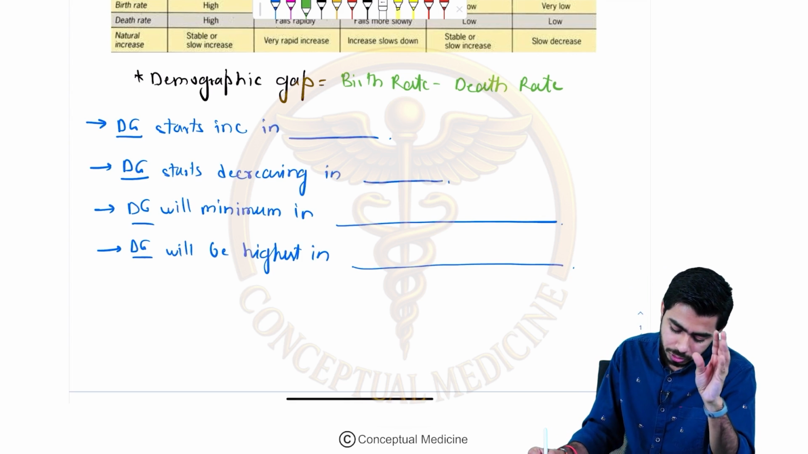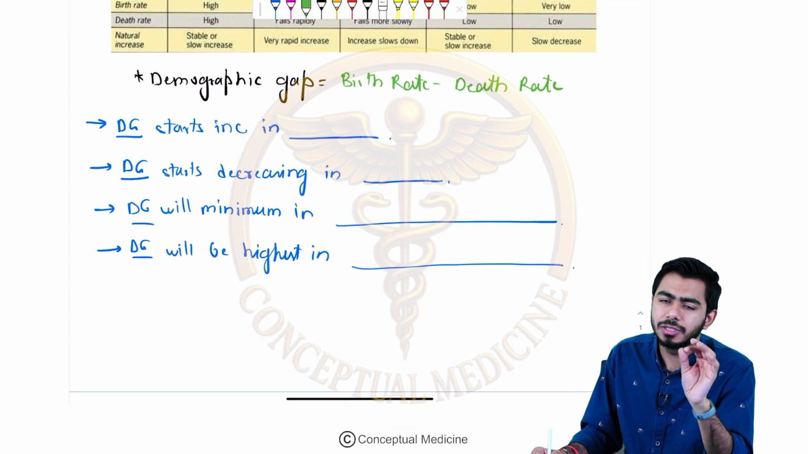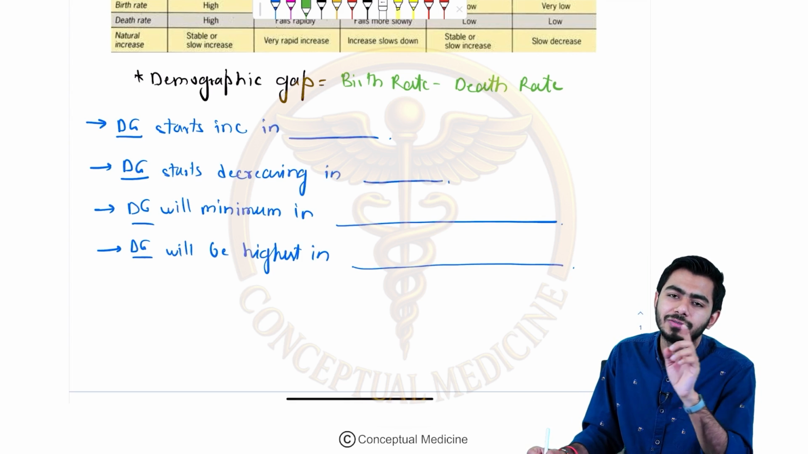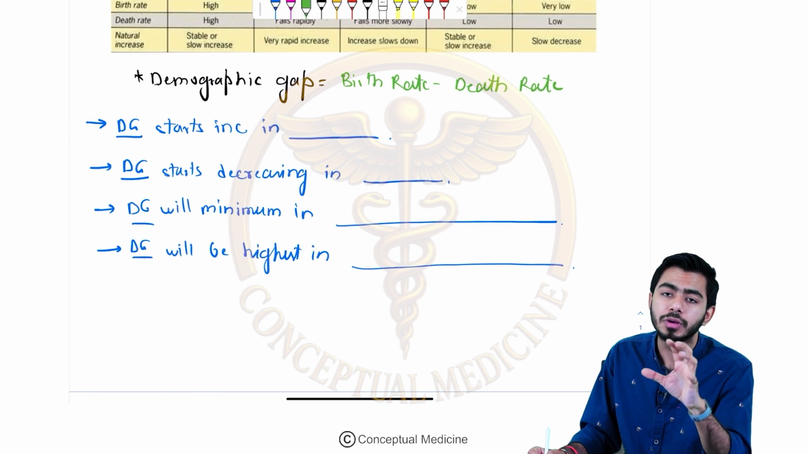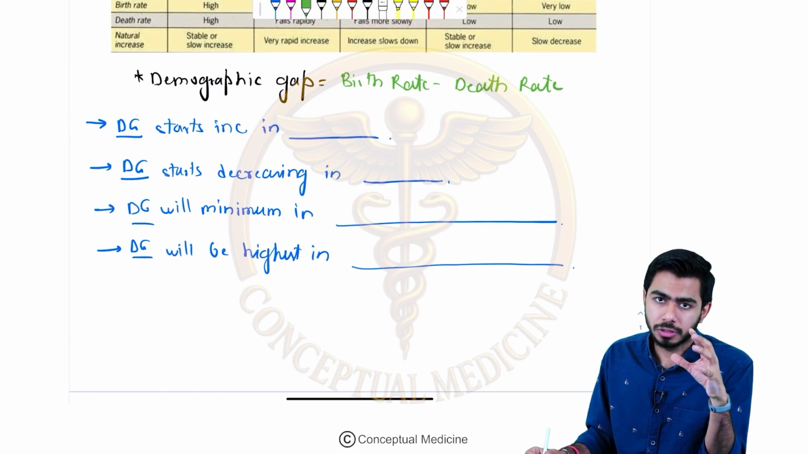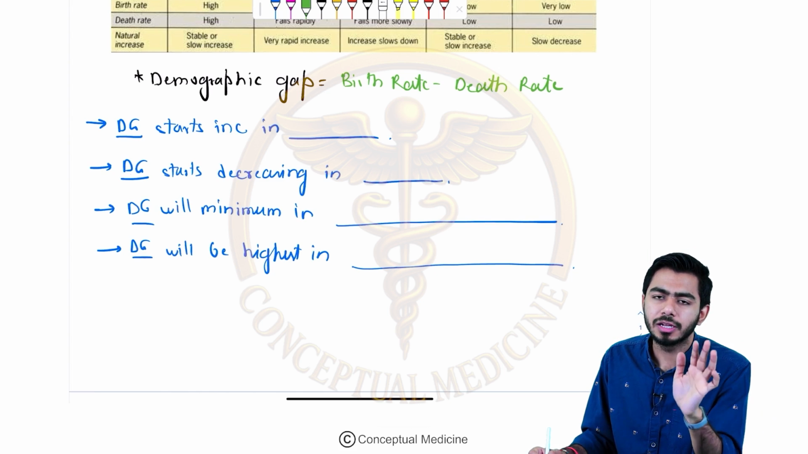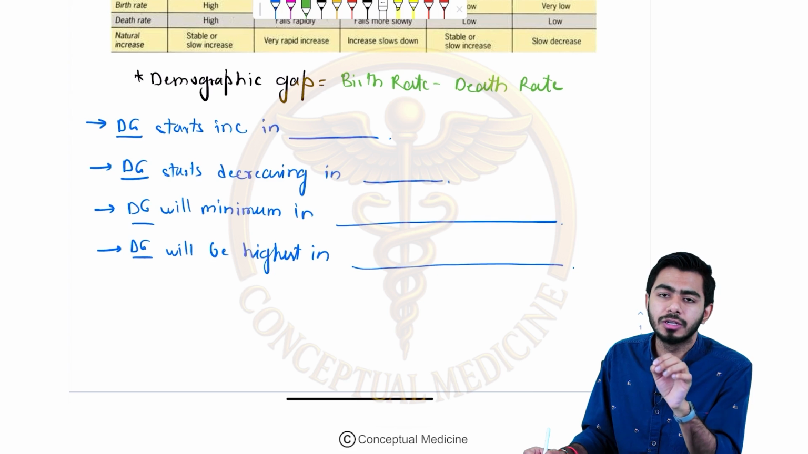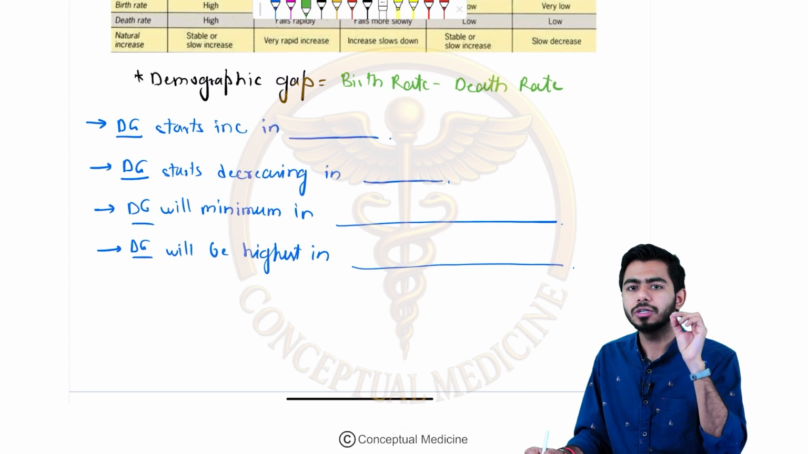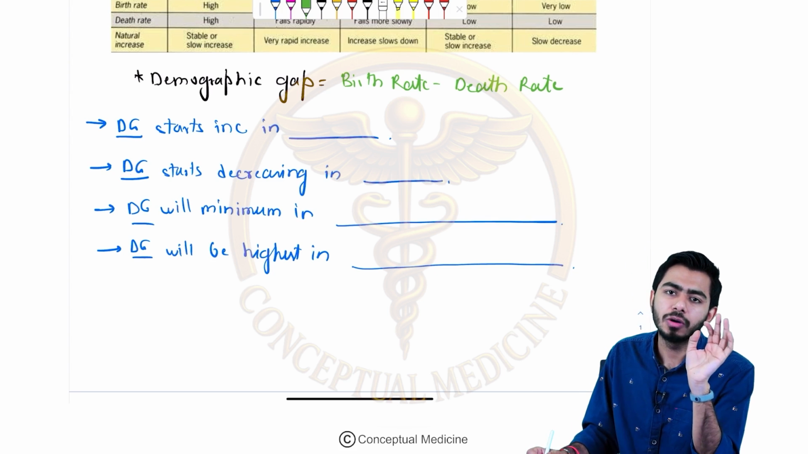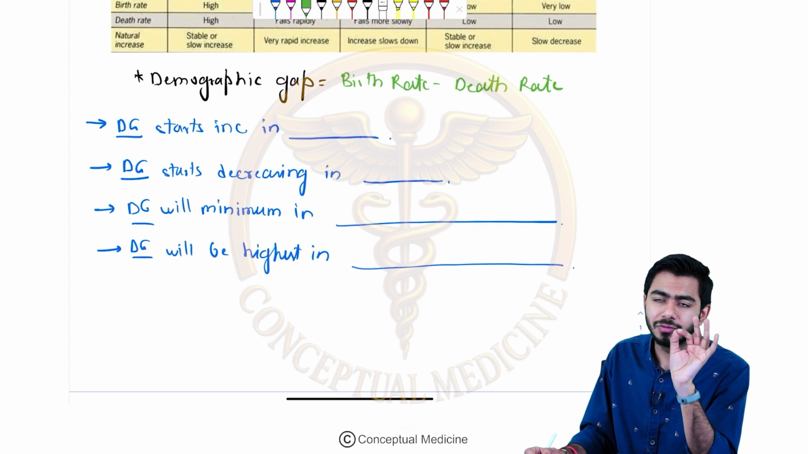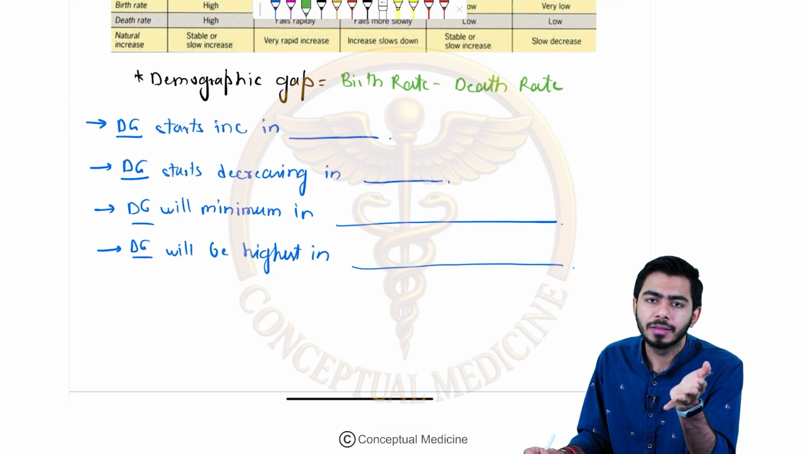Let's talk about the first question, guys. Demographic gap starts increasing in which stage? Early expanding stage. Which stage? Early expanding. That is the boom, that is the explosive stage, right? If any country is in the stage 2 demographic cycle, then this country is in a boom situation, in an explosive situation. Right now, fortunately, we are not in stage 2, right?